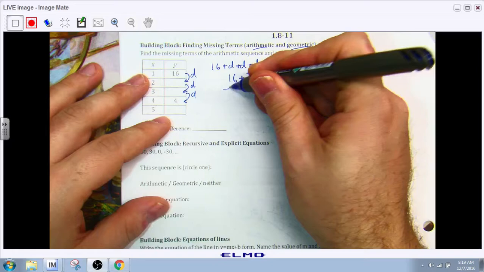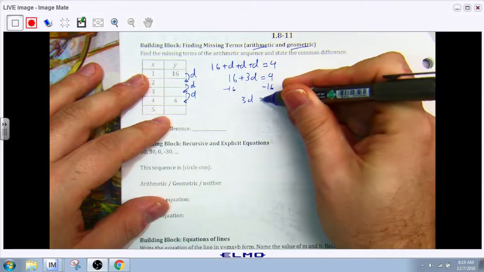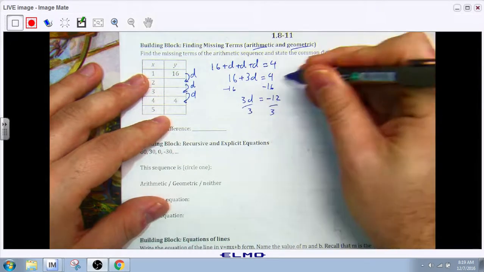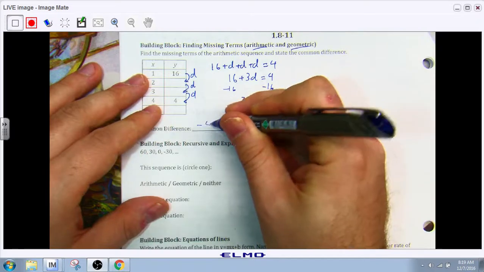I would subtract 16, so 3d equals negative 12. I would divide by 3, such that d equals negative 4. My common difference is negative 4.